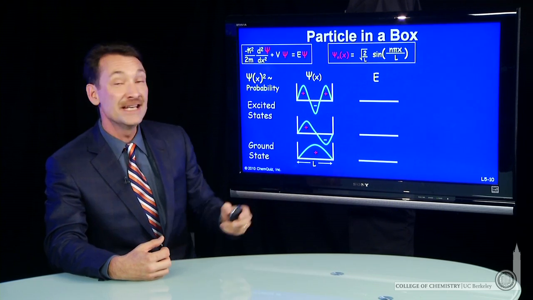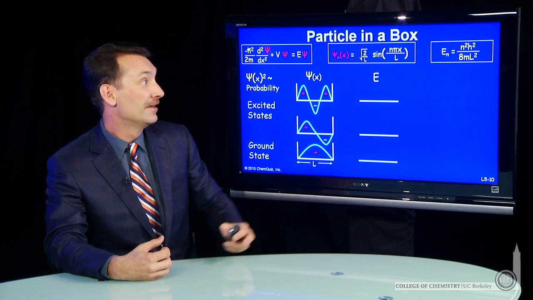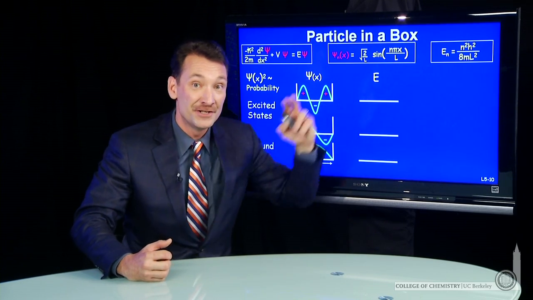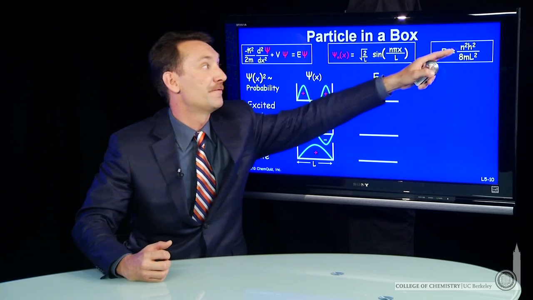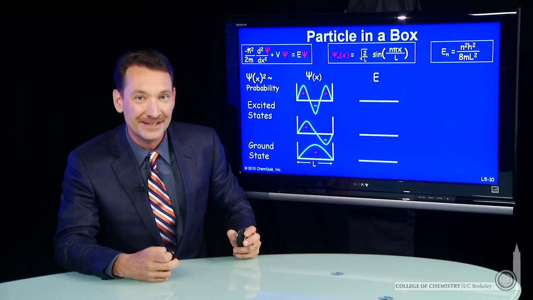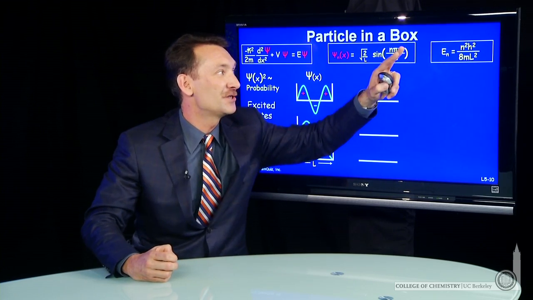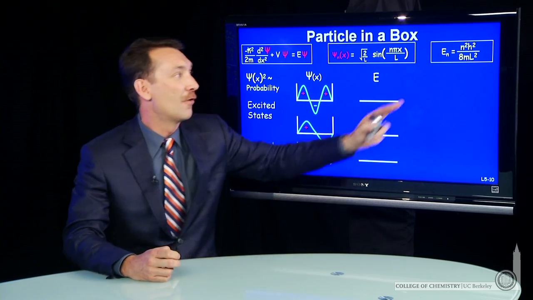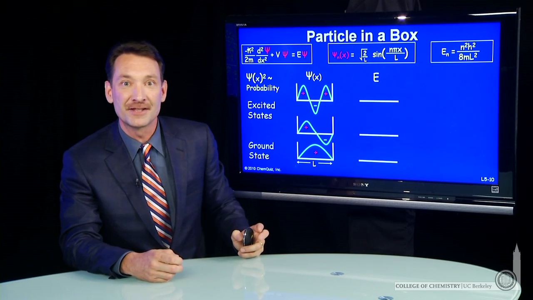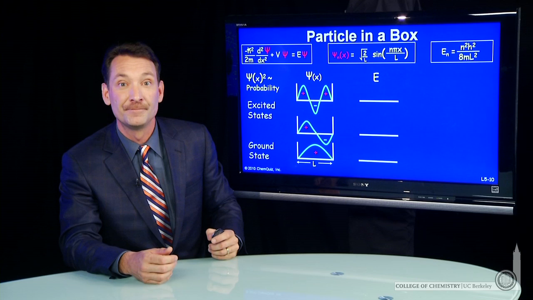These particles increase in energy as n increases. The expression for the energy of the particle in terms of this quantum number, we're going to call it now n, goes like the energy of the nth state, n squared h squared over 8mL squared. The length of the box, the quantum number, Planck's constant are all in there.